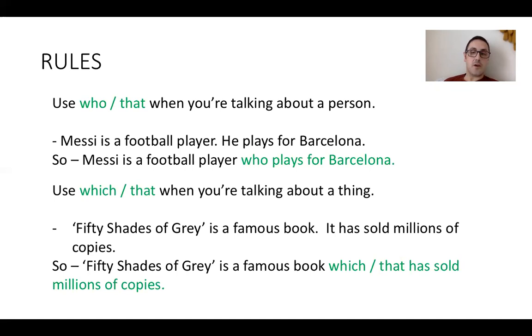You use which or that when you're talking about a thing. So 50 Shades of Grey, okay, is a famous book. It has sold millions of copies. Now, if we want to combine this and give extra information about 50 Shades of Grey, we would say, 50 Shades of Grey is a book which has sold millions of copies, or 50 Shades of Grey is a famous book that has sold millions of copies. We use which or that because a book is a thing. Okay, so when you're talking about things, you can use which or you can use that. Both are okay. And the same with people, who or that when you're talking about people.